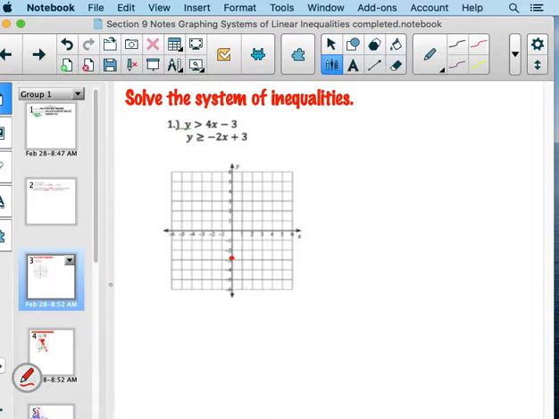And then our slope is 4 over 1. So from the y-intercept, we're going to rise 4, run 1, rise 4, run 1. And then we have to either use a solid or a dashed line. This first inequality is just greater than, so it's going to be dashed. So draw in a dashed line with your ruler.